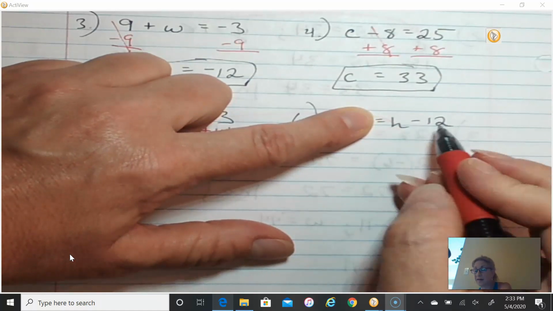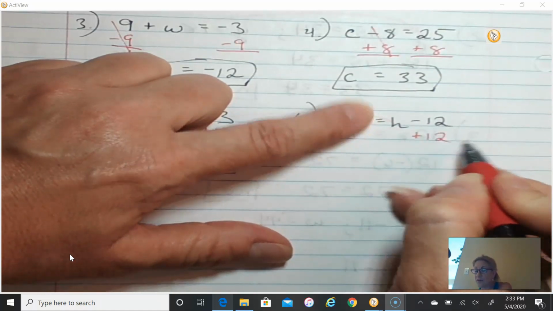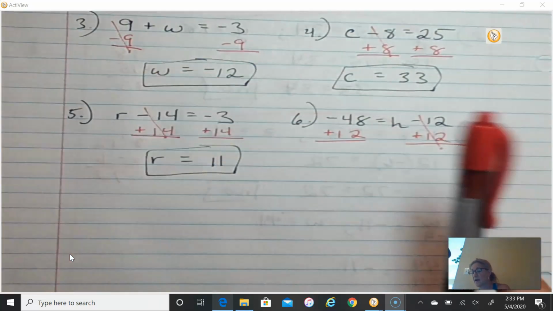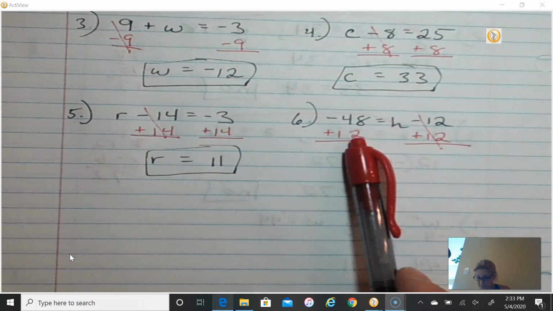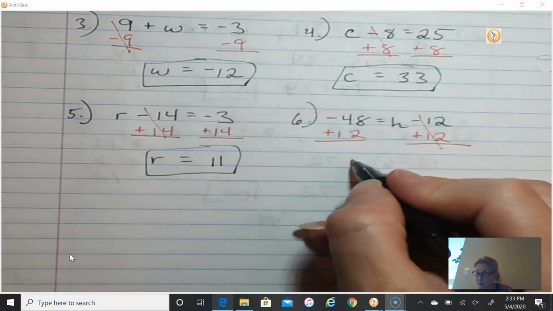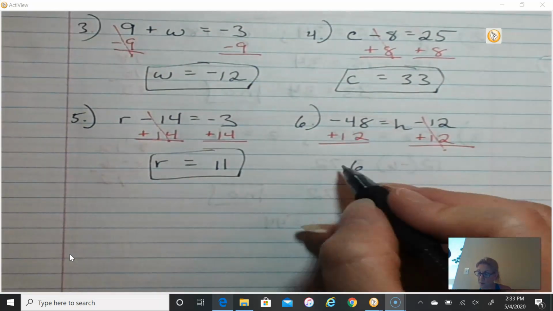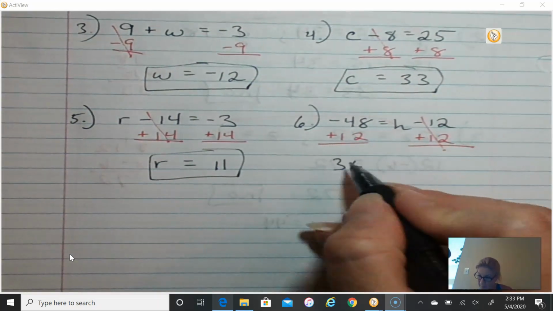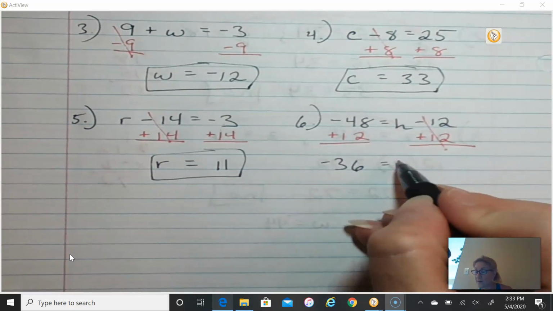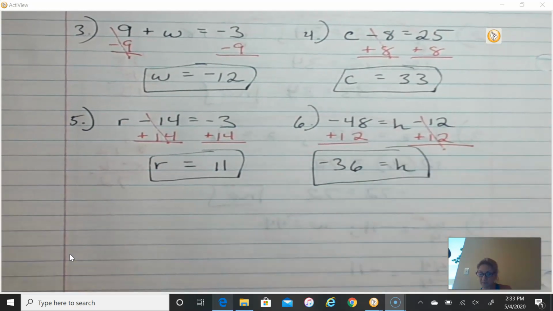So that's -12, so we're going to add 12. Do the opposite on both sides. So that's a negative and a positive. What do you do? You subtract. 8 minus 2 is 6. 4 minus 1 is 3. Take the sign of the largest. 48 is the largest, so it's negative. There you go.